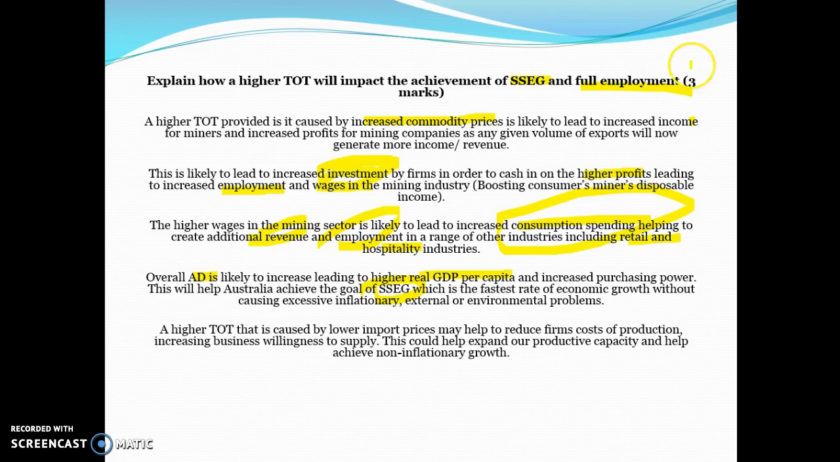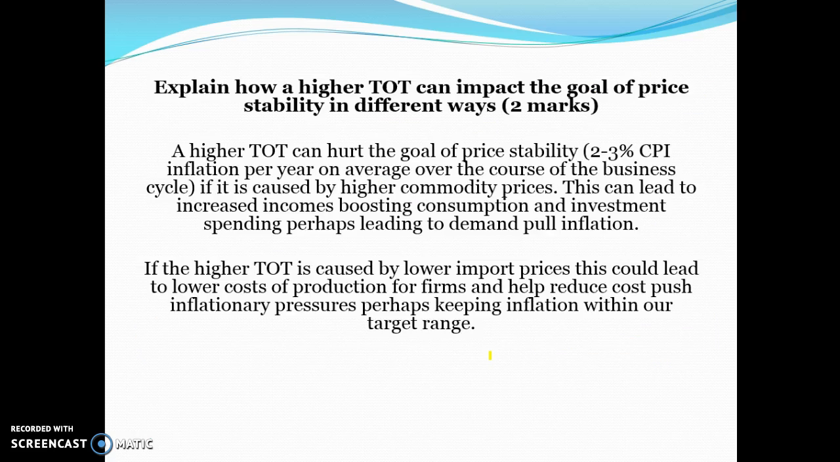As I mentioned in class, this is probably a 4 or 5 mark question, because if it does link it to strong and sustainable growth, you want to define the goal as the fastest rate of growth without inflation, external or environmental pressures. A higher terms of trade that is caused by lower import prices, and you could mention this to strengthen your answer, could help reduce firms' costs of production, which might make firms more willing to supply, and that again can help boost our productive capacity and allow for non-inflationary growth. So that's just another direction you could take the question in.